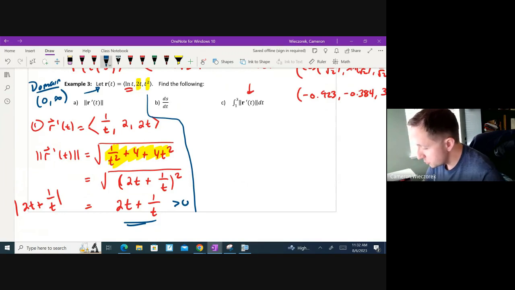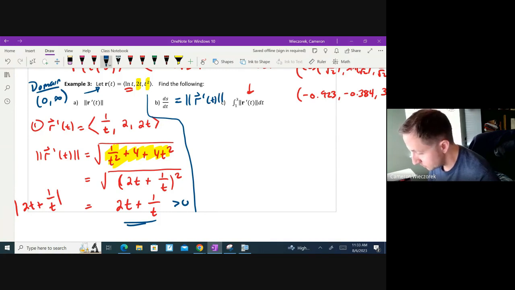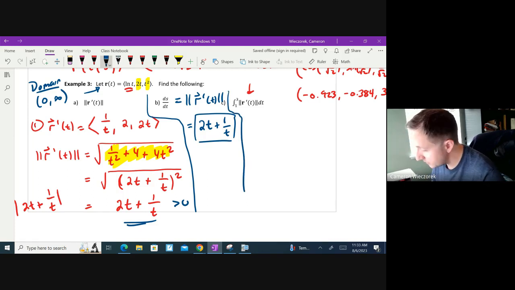Part B, this is just more recognition. They're asking for the derivative of arc length with respect to time. If you remember from our last page, that is exactly the magnitude of r prime of t. That was when we took the derivative of that accumulation function, that arc length function. Well, then that's just going to be the exact same result that we just found in part A: 2t plus 1 over t.